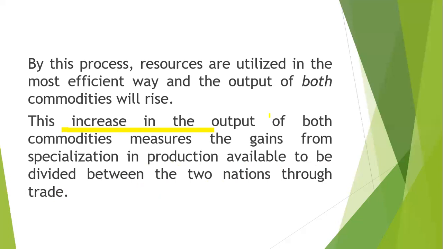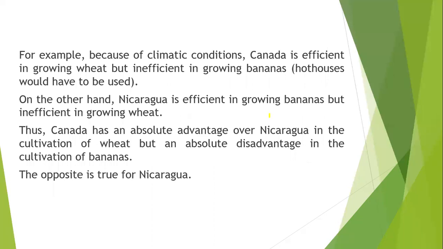So the gain from trade is measured by the increase in output arising out of production on the basis of absolute cost advantage. So through this process, resources will be utilized in a more efficient way and output of both commodities will rise. For example, because of climatic conditions, let us suppose that Canada is more efficient in the production of wheat, but less efficient or inefficient in the production of banana. So Canada is more efficient in the production of wheat and inefficient in the production of banana.